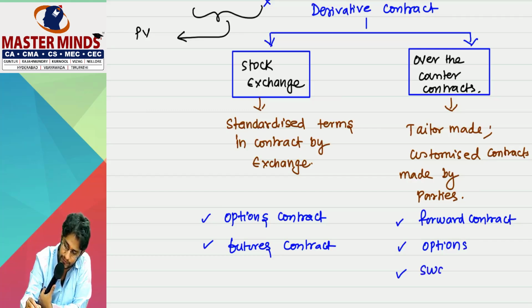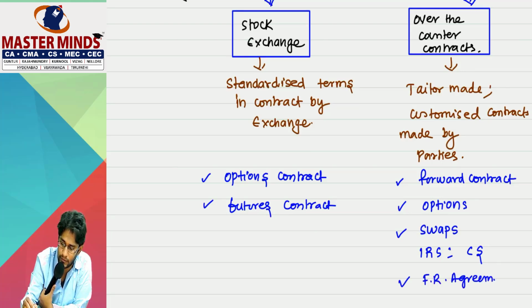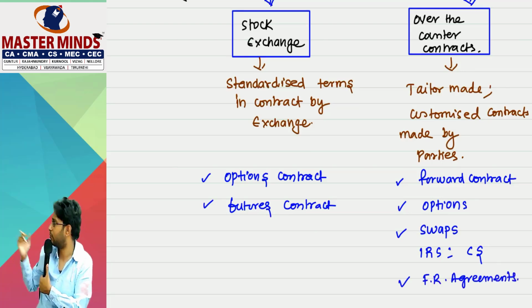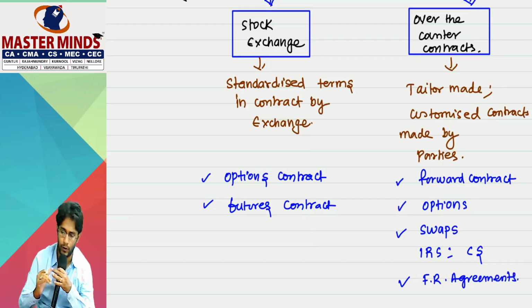Next, swaps. That means interest rate swaps, currency swaps, they are all over the counter contracts. Forward rate agreements. There are a lot of examples. Over the counter there is no limit, no sir. You can create any kind of derivative you want.